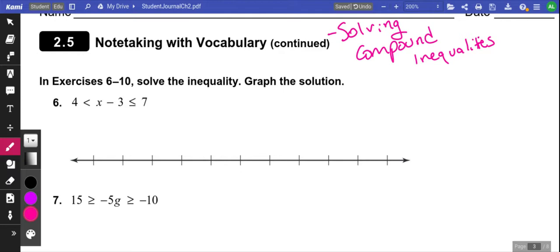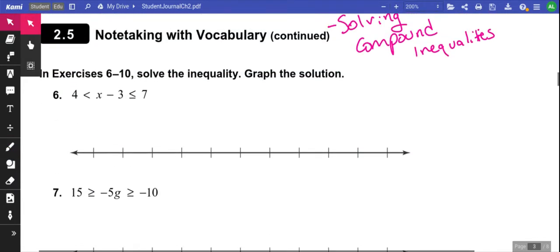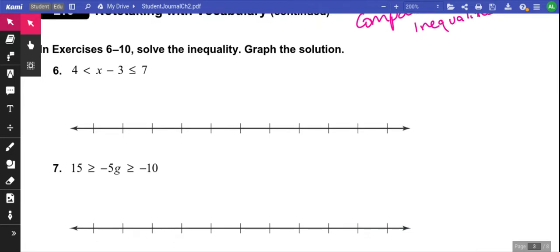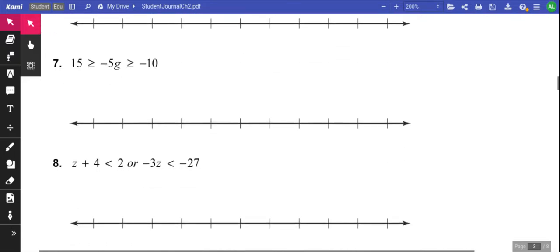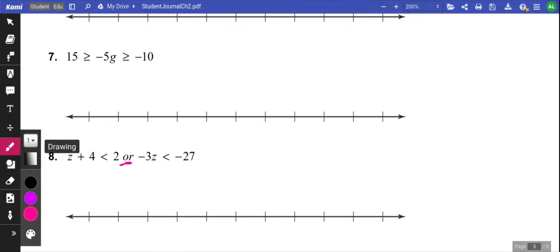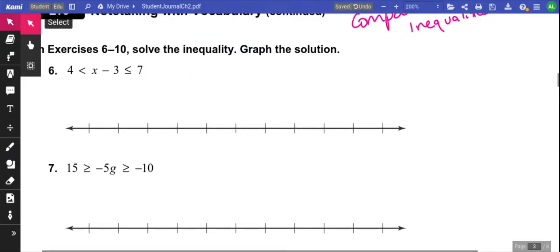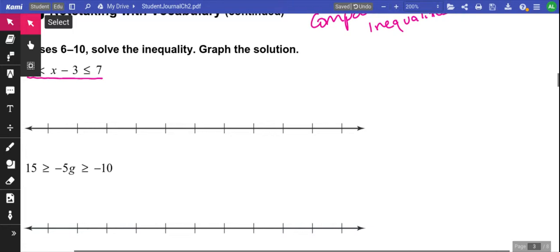So first off, I'm on page 52, by the way, in the student journal. You need to decide, is it an and or an or inequality? Or is pretty easy to identify. You still have the or here in your inequality. And for our and inequalities, it's all normally in that one piece together. So in order to solve these out, we need to go in and kind of split them up.